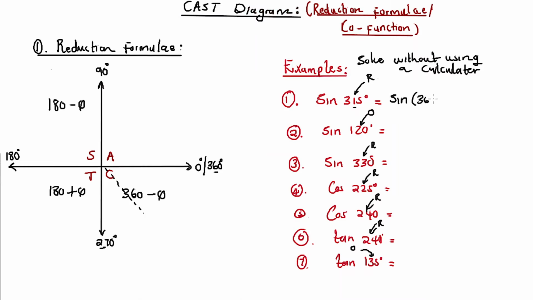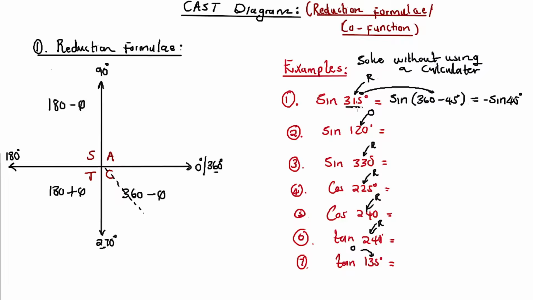45. So it's going to be 360 minus 45 degrees, right? So 360 minus 45, it's what? It's 315. This is what I mean by you have to write this as a reduction formula. Then you solve. Sine 360 minus theta. Where is this located? Fourth quadrant. So the 360 minus 45 is in the fourth quadrant, and sine is negative in the fourth quadrant. So it's going to be minus sine 45 degrees.